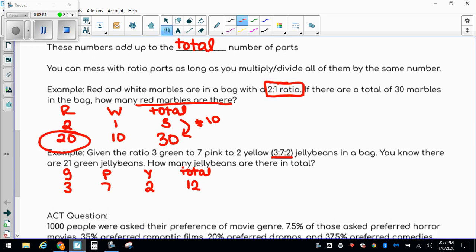You know there are 21 green jelly beans. So this one's interesting. It doesn't go in the total column. It goes in the green column. So here is where I need to think of my math fact. How did I get from 3 to 21? Well, that's times 7. So I'm going to do that for all of them. 7 times 7 is 49. 2 times 7 is 14. 12 times 7 is 84. And the question is, how many jelly beans are there in total? So I'm going to look at the total column. 84. 84 jelly beans in total.